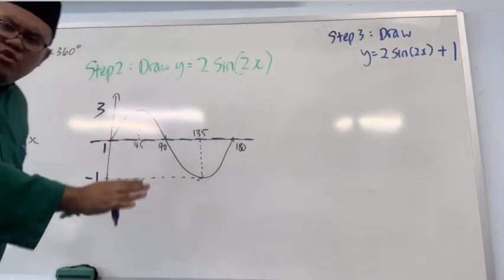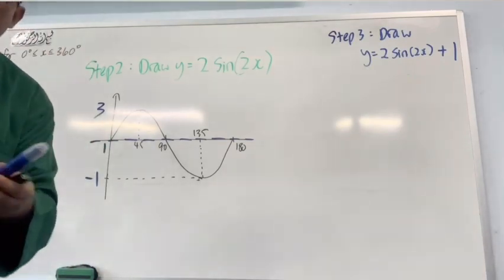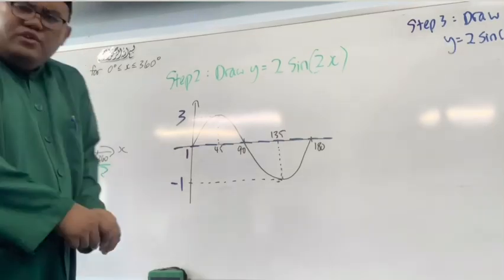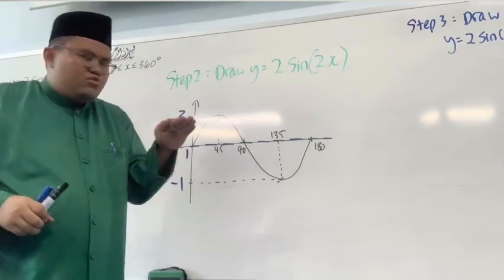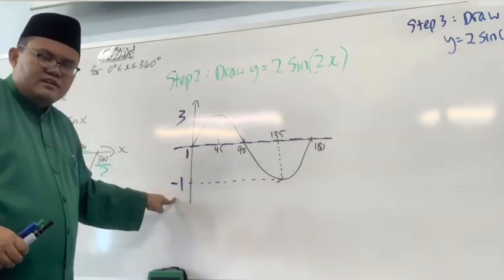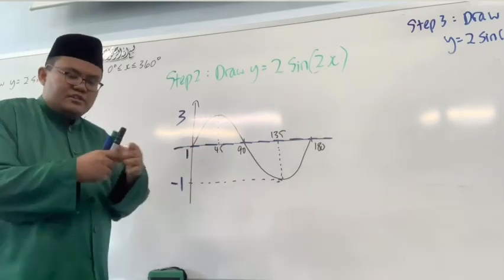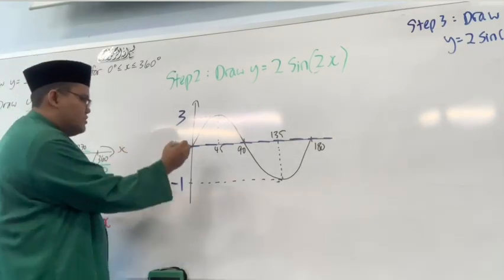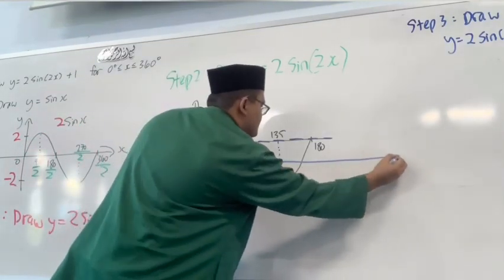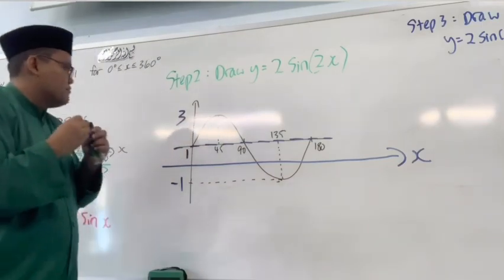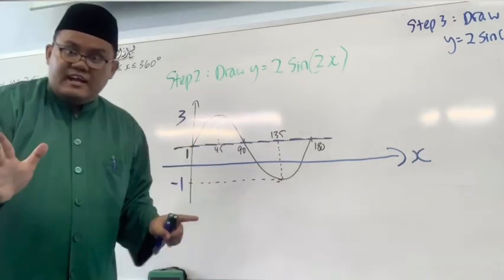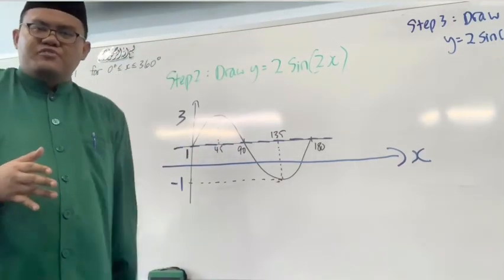So, almost there, almost there. What's missing? We are missing the x-axis. How to draw the x-axis? The x-axis is when y equals 0. If this is 1, this is minus 1, 0 is in between. So our x-axis will be here. Alright? We're not there yet, but this is the final form for 2 sine 2x plus 1.